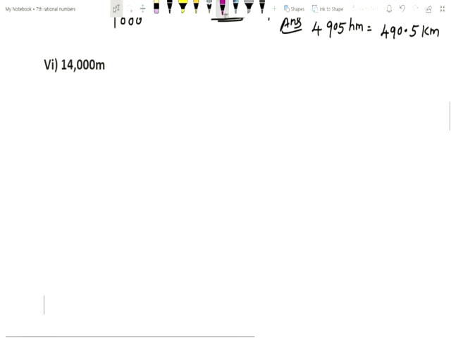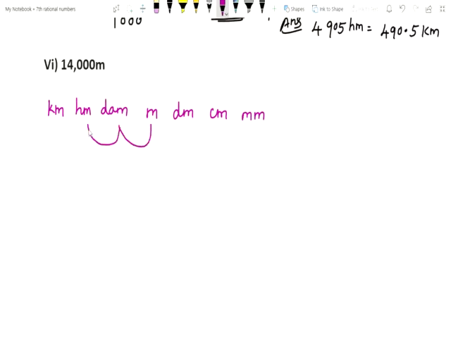14,000 meter. So meter we are going to convert into kilometer. First write the order. Kilometer, hectometer, decameter, meter, decimeter, centimeter, millimeter. So meter to kilometer, 1, 2, 3 steps. So divide by 10, divide by 10, divide by 10. So totally 1000. So 1 meter equal to 1 by 1000 kilometer.